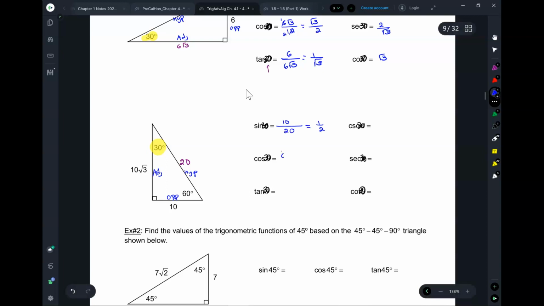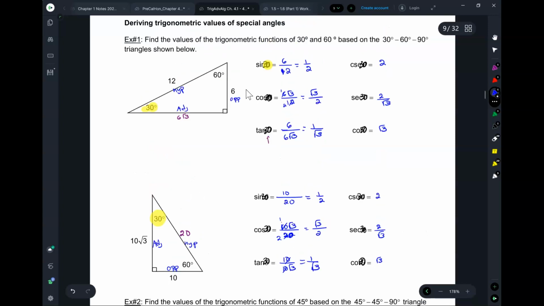Cosine of 30, adjacent 10 root 3 over hypotenuse, which is 20. So that's 1, that's 2, root 3 over 2. Tangent of 30 is opposite 10 over adjacent 10 root 3, and that reduces to 1 over root 3. And then again, the reciprocals, I get 2, 2 over root 3 over 1.